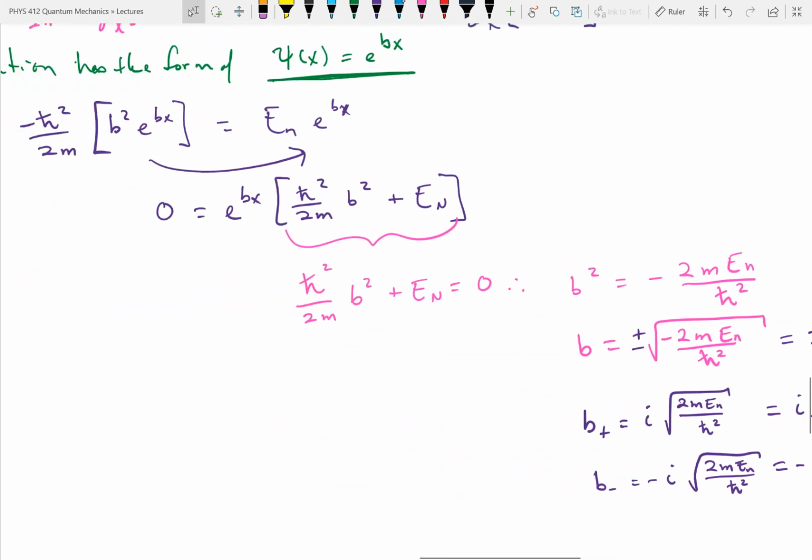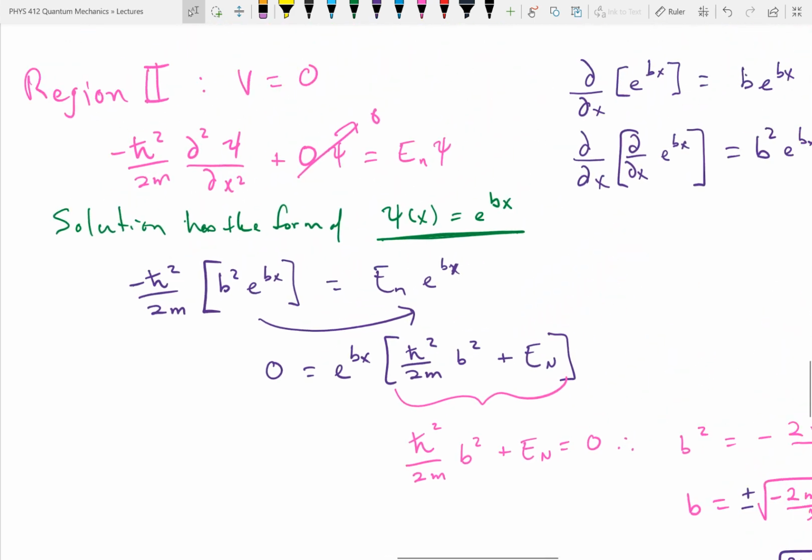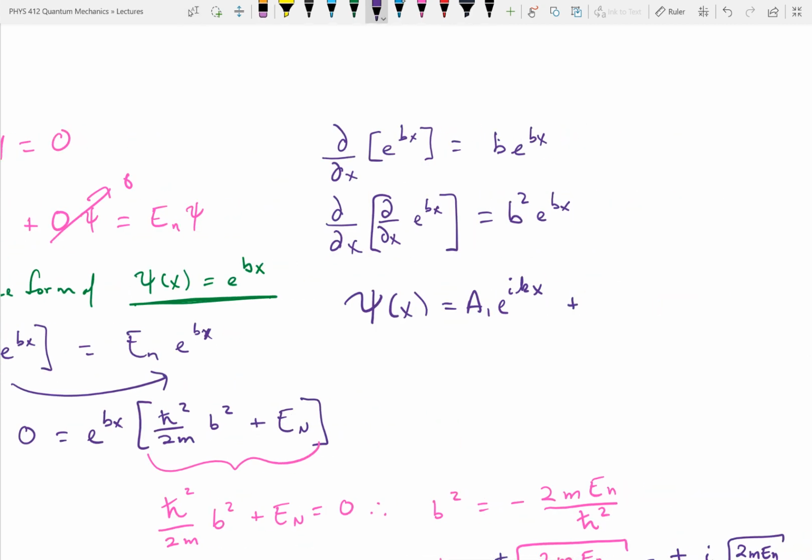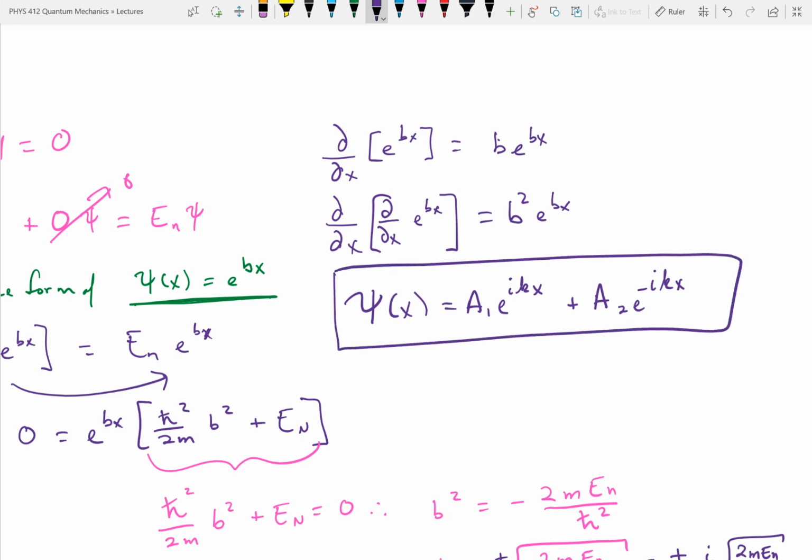So we can come back, because I had two solutions, I said the solution had this form. So now I can say my solution is more specifically a linear combination of the first one and the second one. Now I'm putting a box around this. We're far from done, but we have found a solution to our problem.